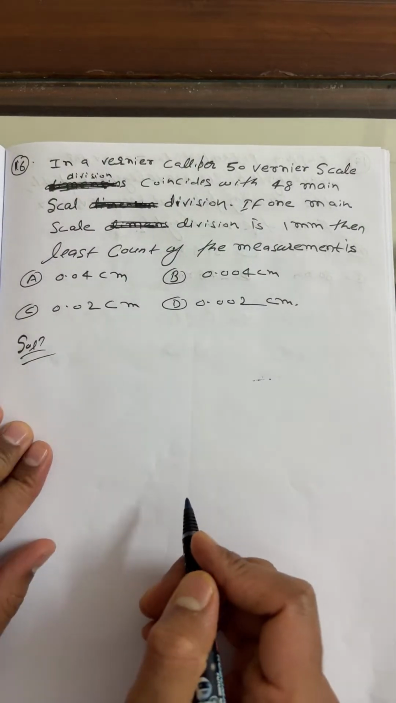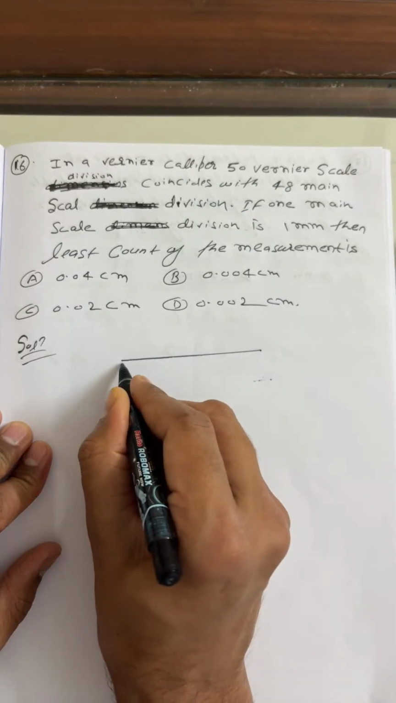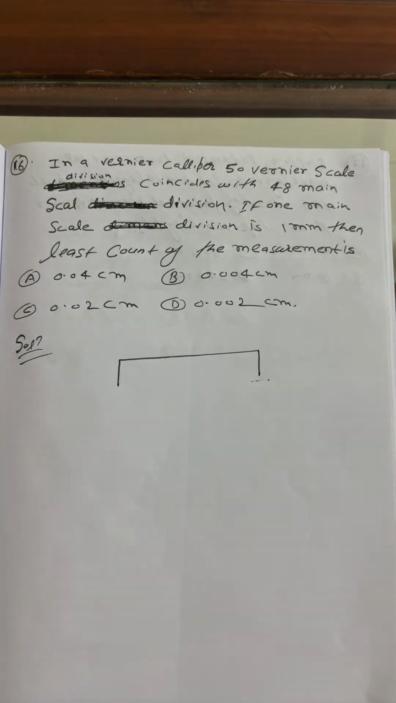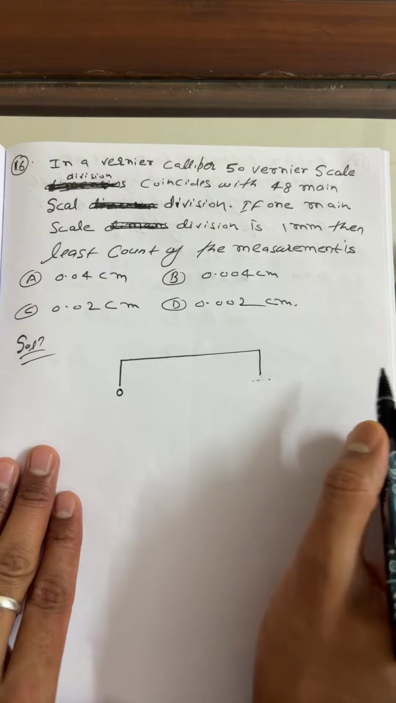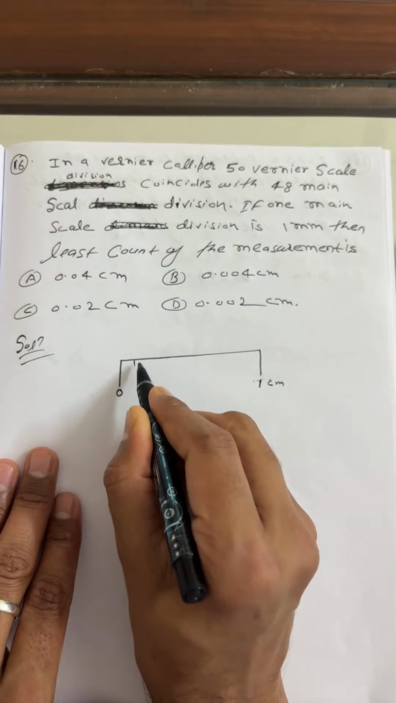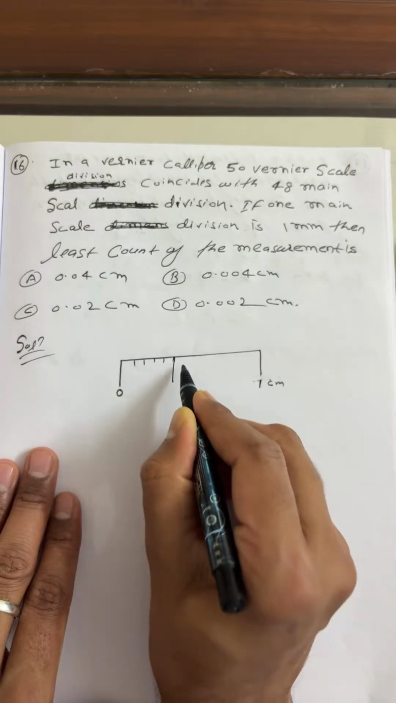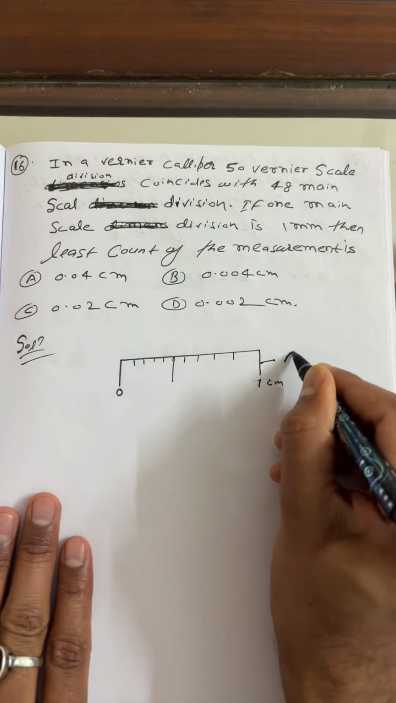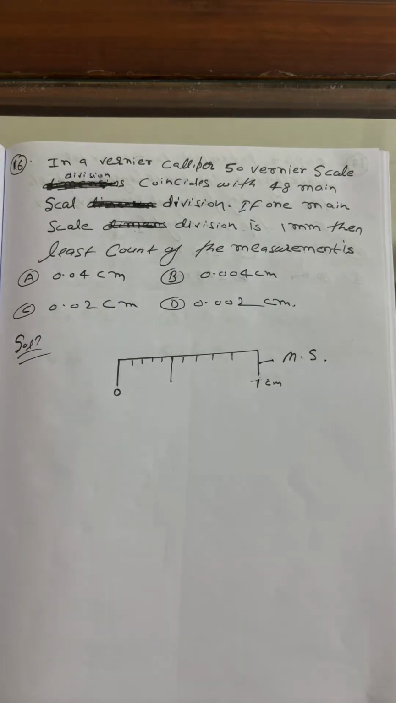Now, beta, have a look at the question here. Let us suppose you can understand it like this. This is the vernier caliper. This is what I'm just plotting over here, the main scale. Let us suppose I'm calling this 0, and this I'm calling 1 centimeter. So you can see this is 1, 2, 3, 4, 5, 6, 7, 8, 9, and 10. This is the main scale, MS, representing the main scale.